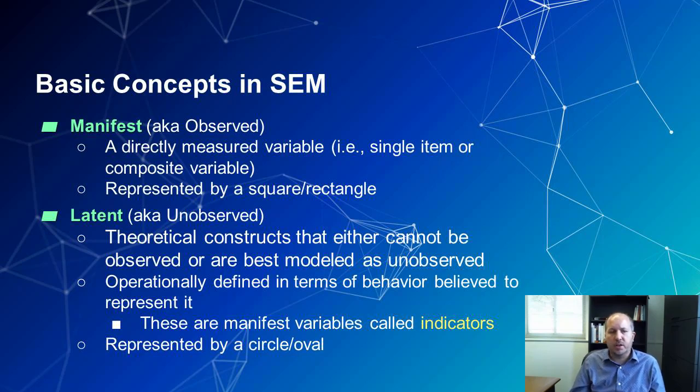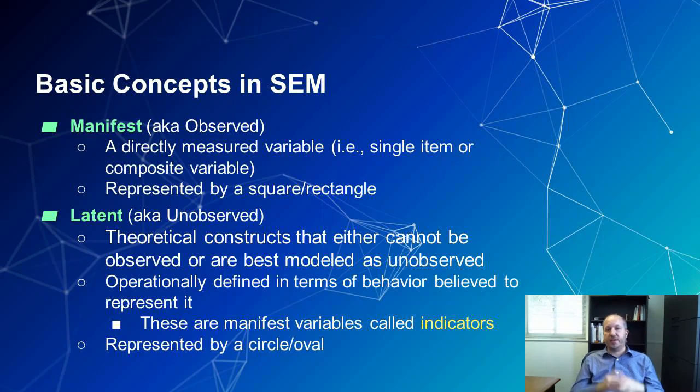Latent constructs are unobserved variables. So these are theoretical constructs that either cannot be observed or are best modeled as unobserved. And the way that we operationally define this is by taking observed or manifest variables that represent or well represent aspects of this unobserved variable.